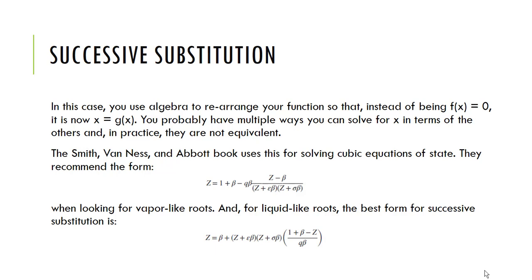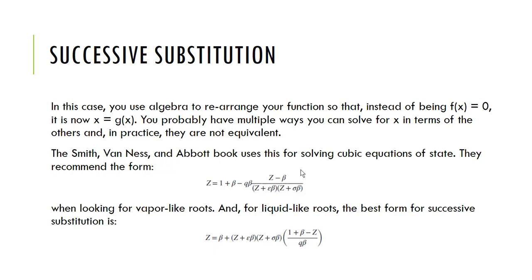One place where you've perhaps seen this already is in the thermodynamics textbook by Smith, Van Ness, and Abbott. They use this for solving cubic equations of state. They take their generalized expression and come up with these two equations shown on the screen. This first one, they say, is good and useful for finding vapor-like roots, values of z that are near 1. And the second one is useful for finding liquid-like roots, or values that are close to 0. Both of them came from the same general equation.